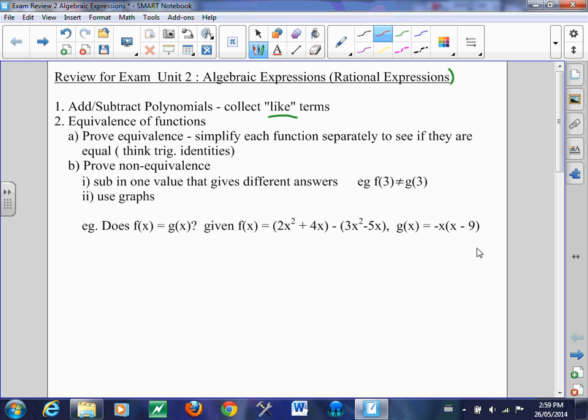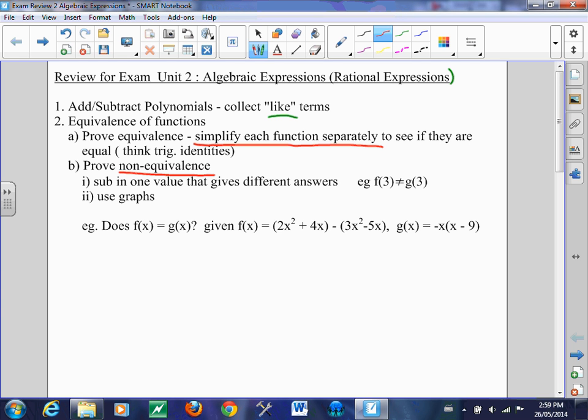Number 2, equivalence of functions. First of all, you have to prove equivalence. The easiest thing, I think, is to simplify each function separately to see if they are equal. Just think about trig identities. That's what you kind of do there. Or prove non-equivalence, where you sub in one value and it gives you two different answers. Just be careful. You may have to sub in a couple to prove it, because one may just be a coincidence where they actually intersect at that point.